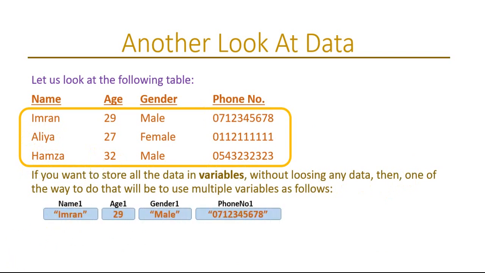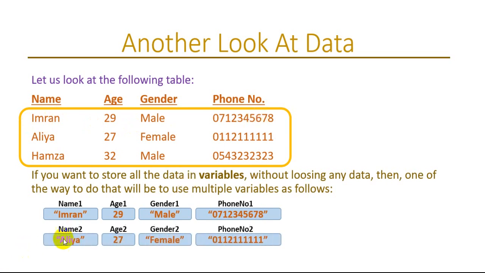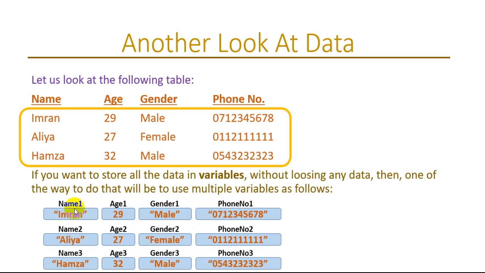One way is to name your variables name1, age1, gender1, phone1, and store the first set of data, and have another set of names. These are different variables. name1 is one variable, name2 is another variable. I use a different name here because the same variable name can't be used twice. But name1 is a different variable from name2. So I can store my second set in these variables and the third set likewise. Altogether I have 12 variables to store all these records.